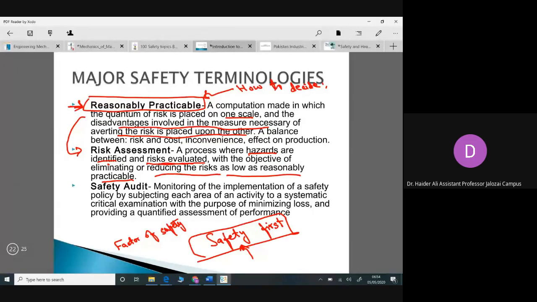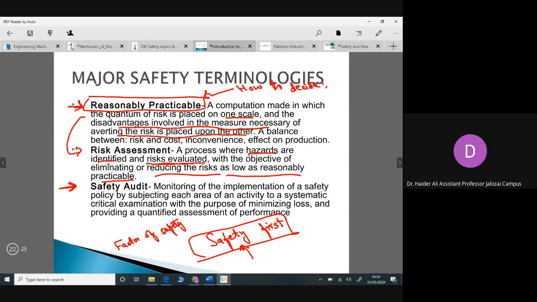Now, how do you ensure that an environment is safe? Or how do you ensure the level of safety that is available to people working in a particular organization or environment? For that reason, you need to have regular safety audits. Safety audits mean that there is some sort of monitoring of the implementation of the safety policy.